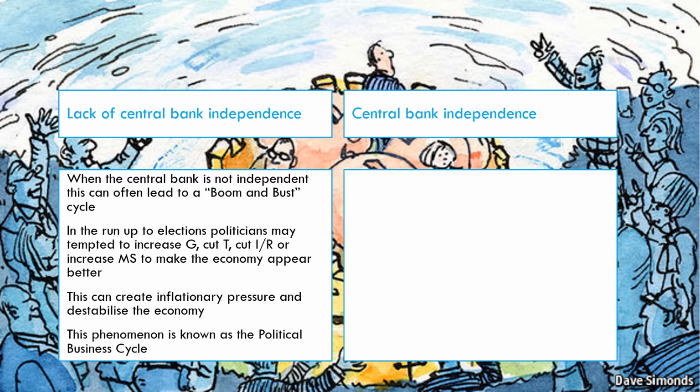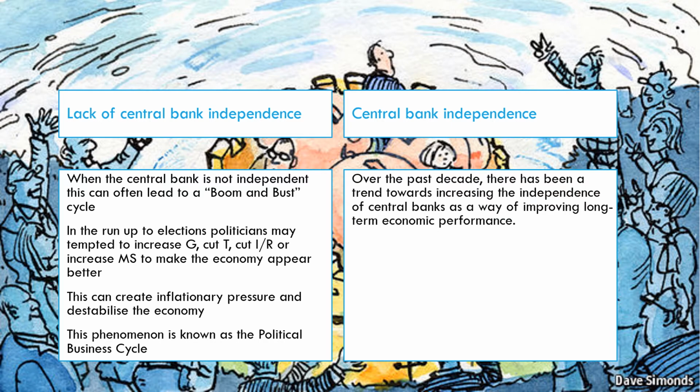This phenomenon is often known as the political business cycle, where politicians are causing the booms and busts through how they manipulate monetary policy and fiscal policy in the run-up to elections.